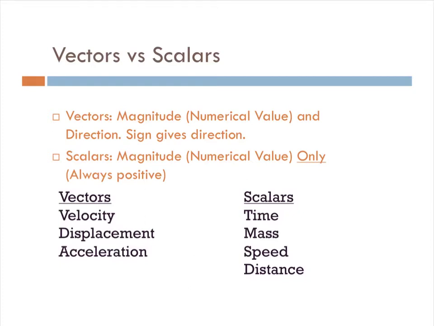Remember that vectors have a magnitude and a direction, meaning that it's going to have a sign attached to it. Positive meaning it's moving to the right, negative meaning it's moving to the left. Scalars are only going to have a magnitude, only a numerical value, meaning that it's always going to be positive. So some examples of scalars are time, mass, speed, and distance, where some examples of vectors are velocity, displacement, and acceleration.